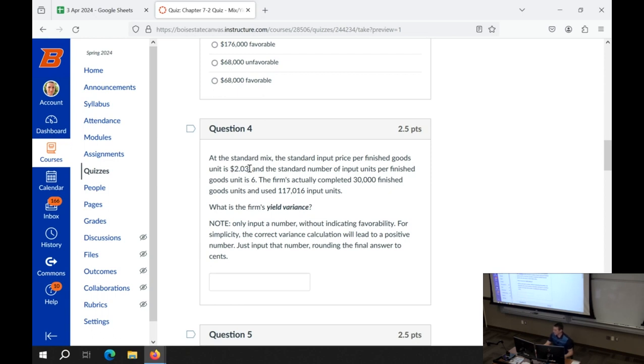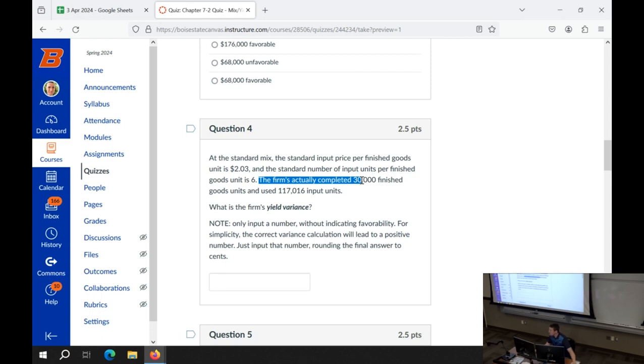So we're saying that we have so many input units. Every finished goods should cost us $2.03 worth of input units. The standard number of input units per finished goods is 6. Okay, so if we had 6 input units, we should get 1 finished goods unit out of that.